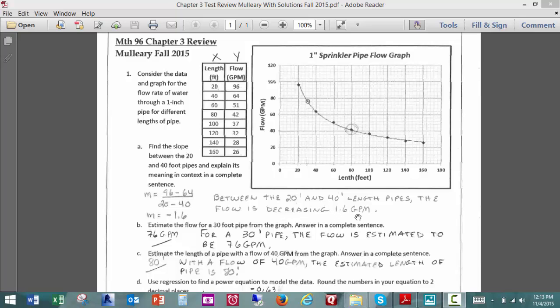gallons per minute. Now I want to point out something to you. If you're going to use the word decreasing, do not put a negative sign in front of the 1.6, and that is preferred. And this is in context. It makes reference to both of the pipe lengths. It makes reference to the rate.